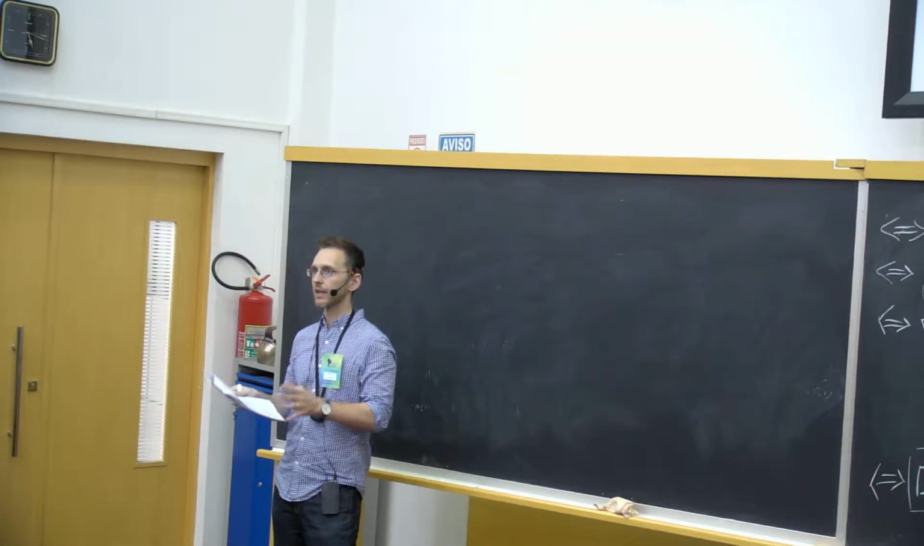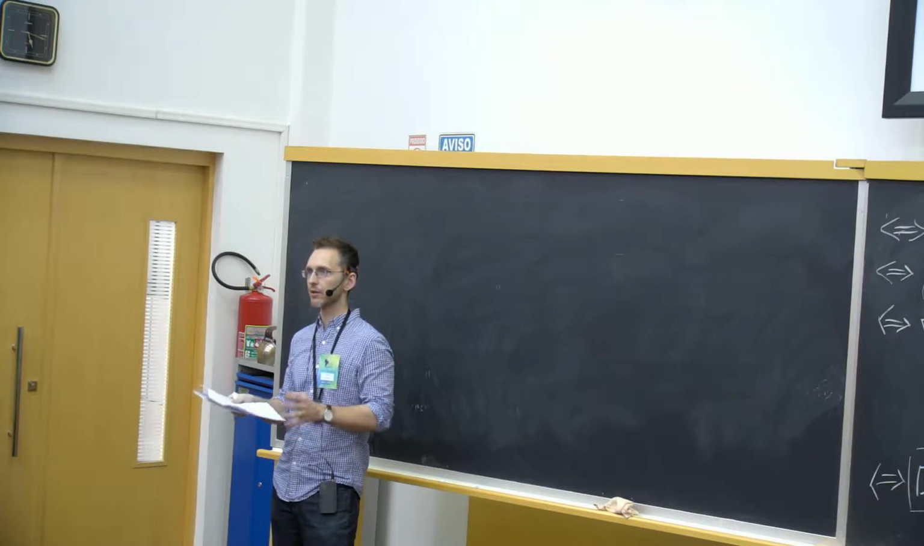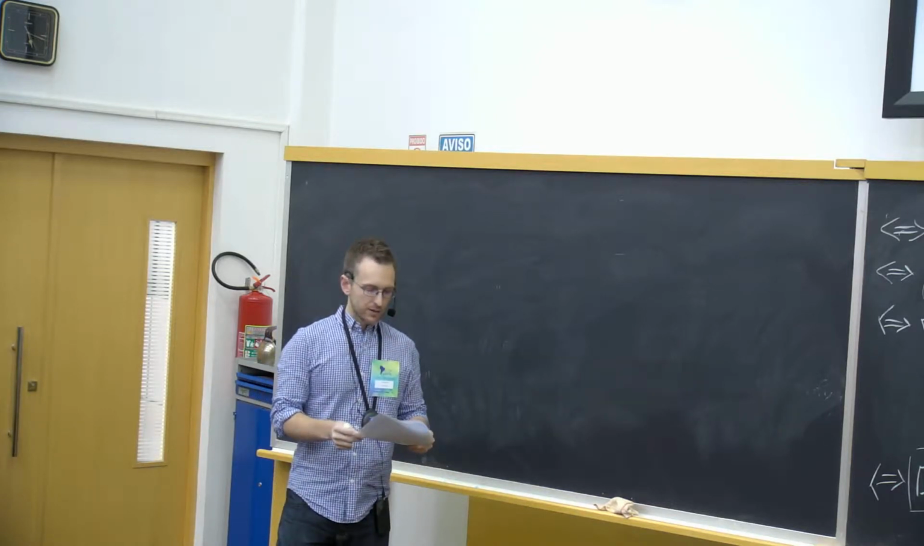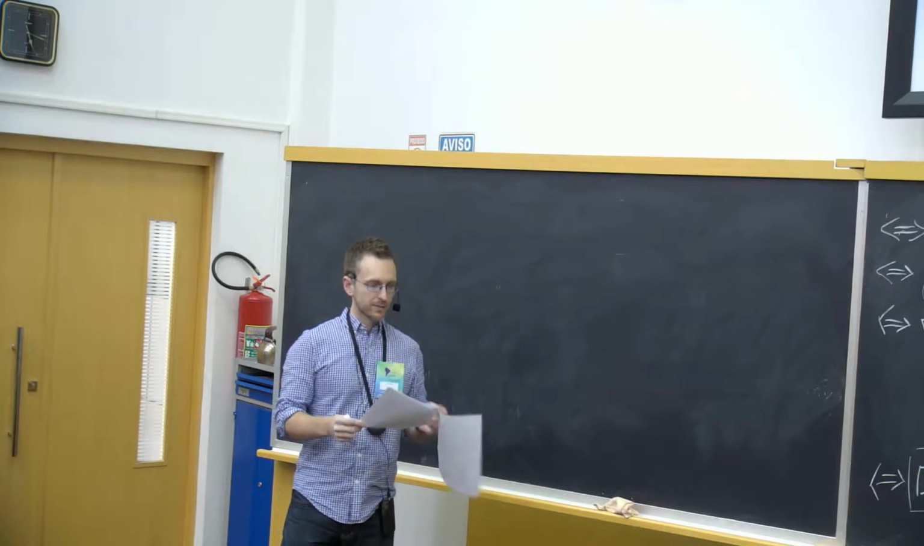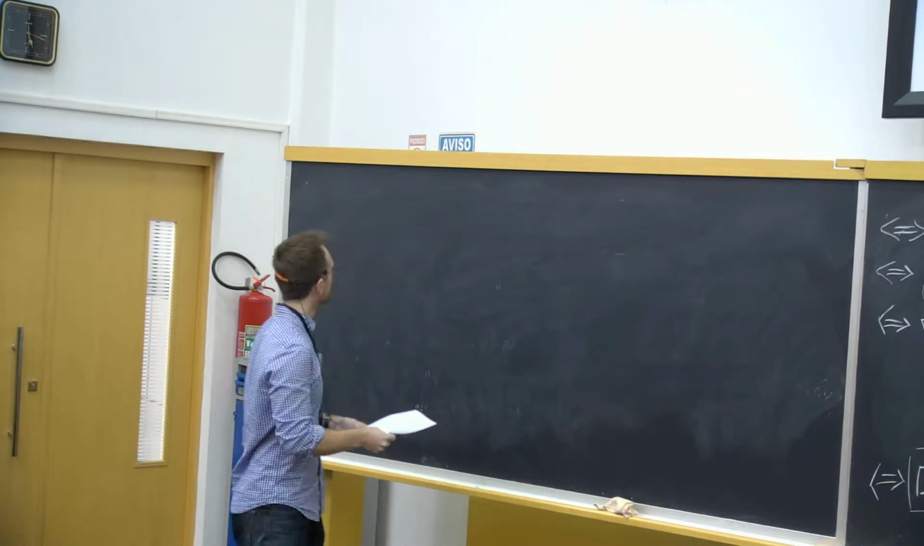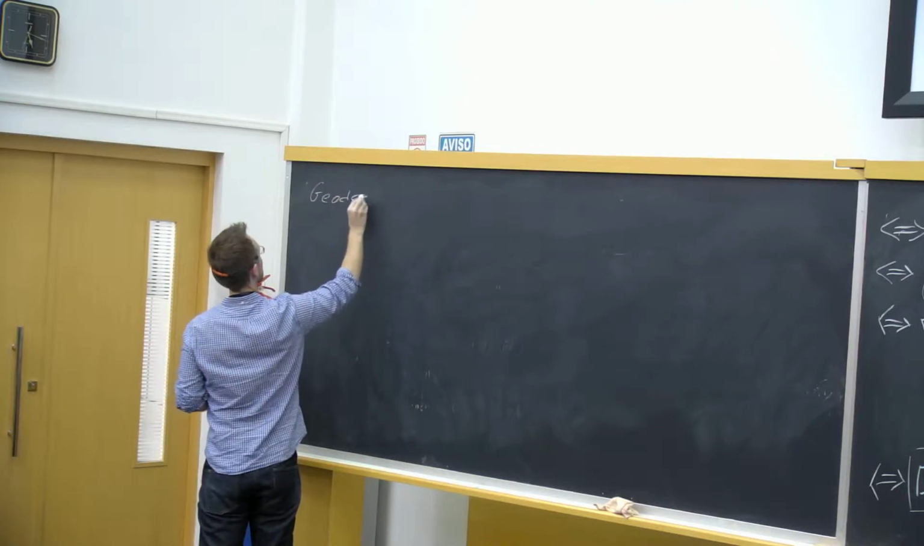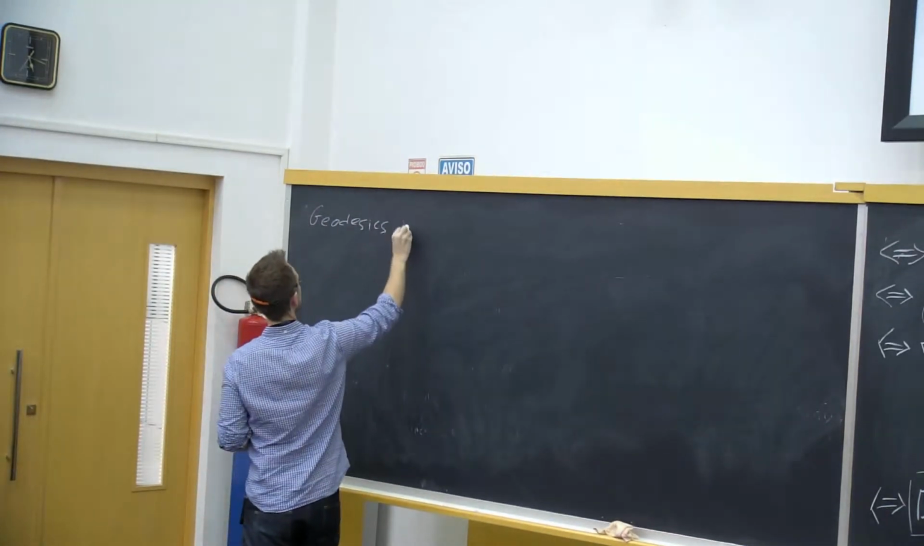Geodesic orbits in Schwarzschild spacetime. So geodesic orbits around a Schwarzschild black hole. And yes, almost everybody has studied it. Okay. So I will just very, very quickly remind you of their properties.